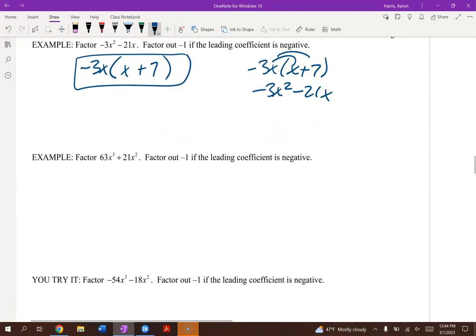This one, I don't need to factor a negative out of because it's a positive 63x cubed. But what's the GCF here? 21. Good. And how many x's can I take out? 2. Good. And I'm left with plus 1. Yep. Again, you've got to distribute it back to give you the same thing.